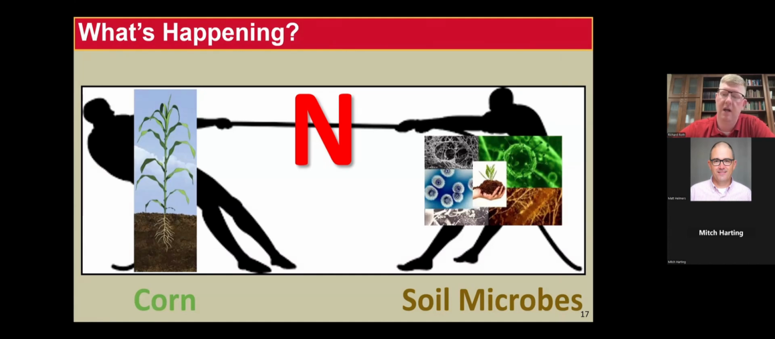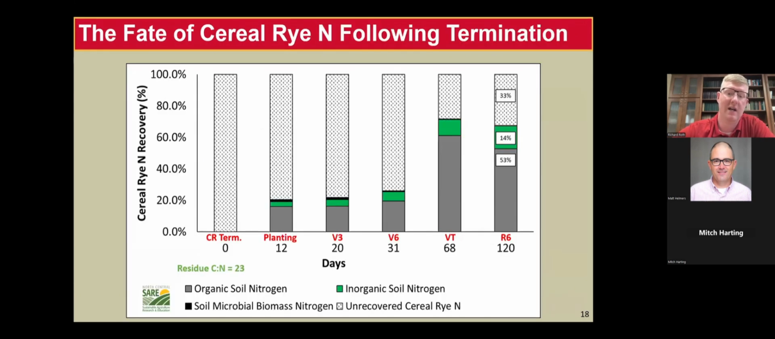And so to understand that, you need to understand that the microbes need nitrogen in order to break down crop residues. And the only place that they can get that nitrogen is from the soil and from the plant available pool. And so essentially we're reducing the amount of plant available nitrogen because the microbes need it to break down the residues.